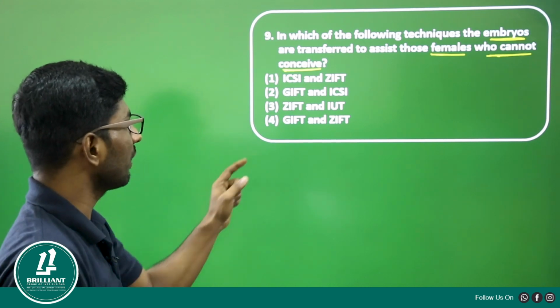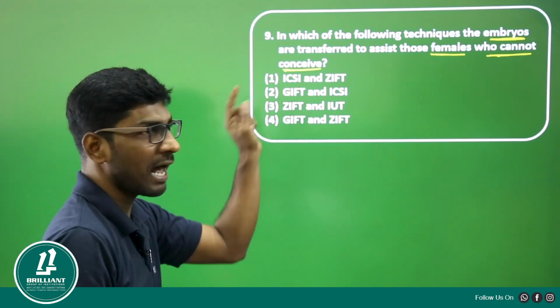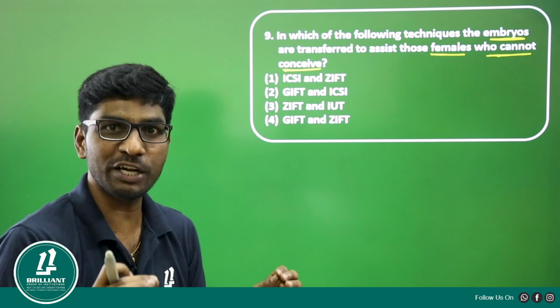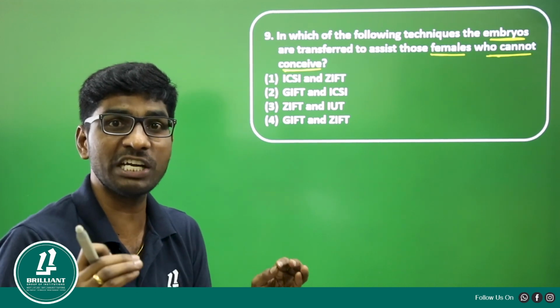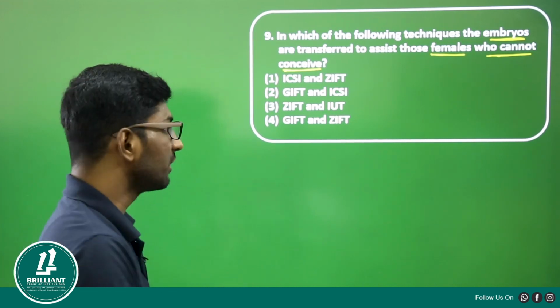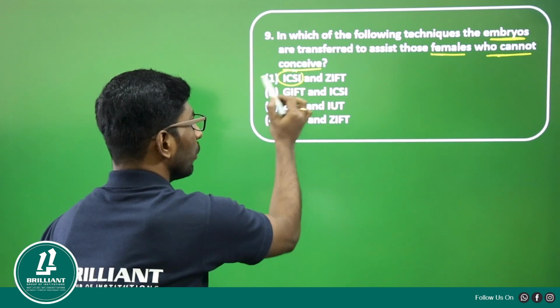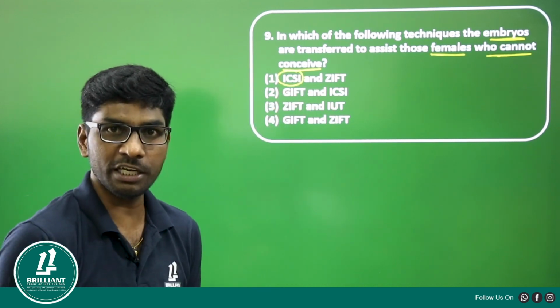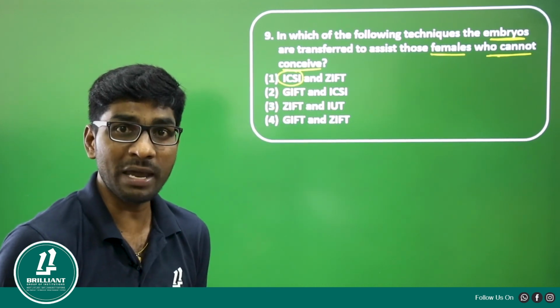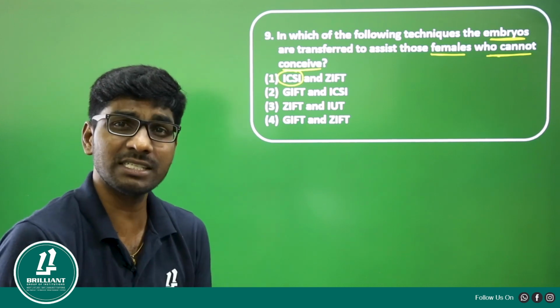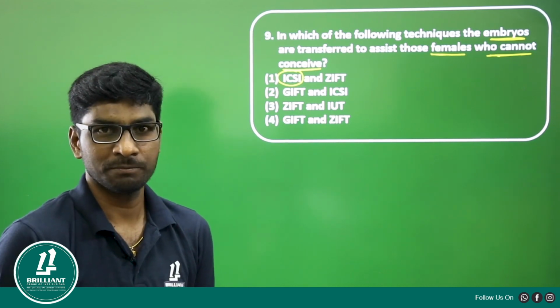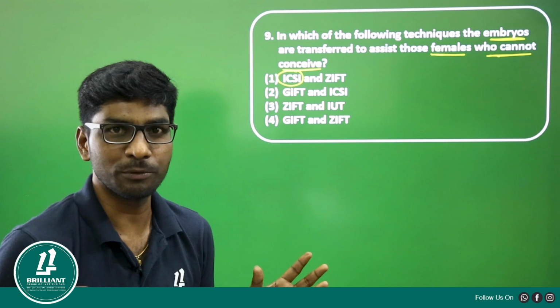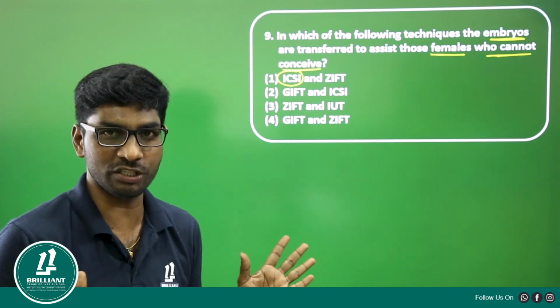Question, option number 1, ICSI, intracytoplasmic sperm injection, right? This technique is used when the male partner has a low number of sperms. Oligospermia, oligozoospermia, the condition, right?